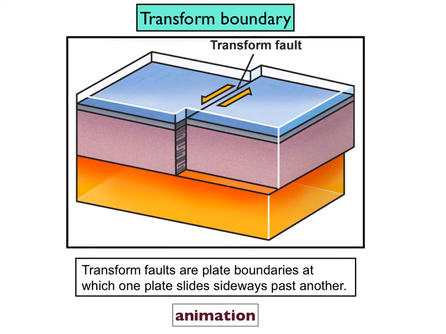Okay, the last type of plate boundary that I want to briefly touch on is called a transform boundary. So in divergent boundaries, 2 tectonic plates are pulling apart from one another. In convergent boundaries, 2 tectonic plates are colliding into one another. And at transform boundaries, they're sliding sideways past one another.